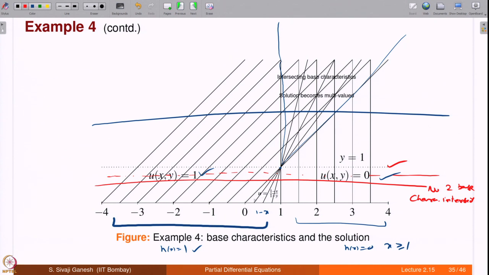That is basically this family that is responsible for that. All of them are meeting at this point. This is the first time, if y is called time t, the first instance where some trouble starts brewing is at t equal to 1. So, this is often called the breaking time for the solution.